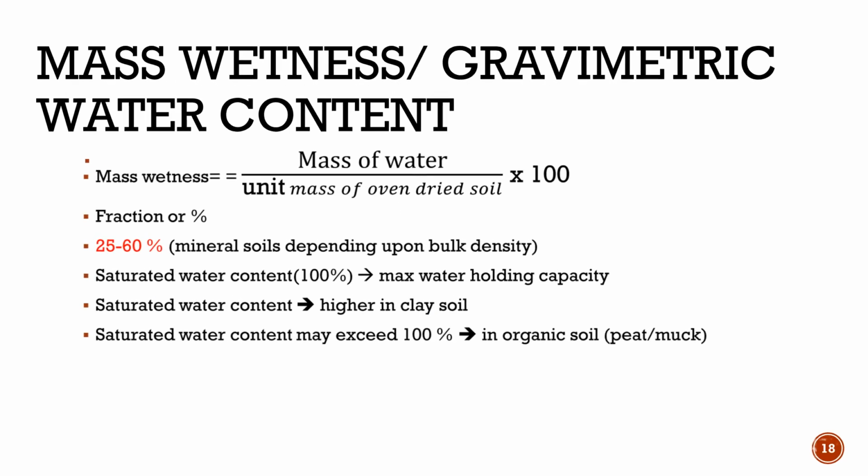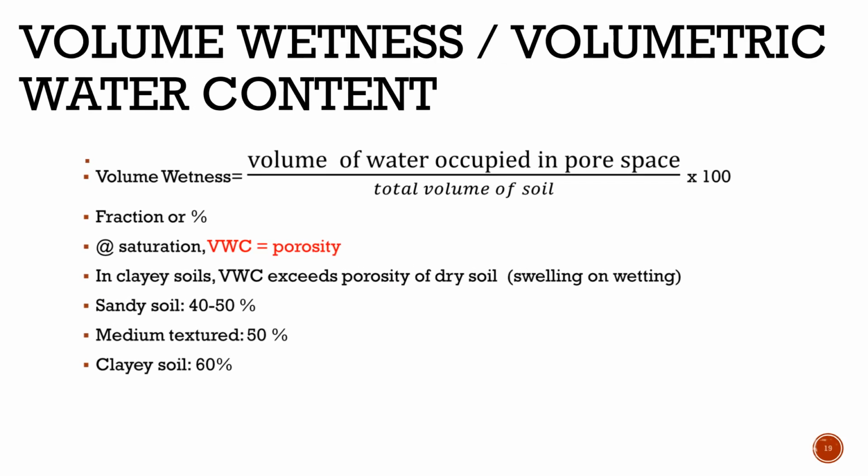Mass wetness, or gravimetric water content, is the mass of water per unit mass of oven-dried soil. For mineral soils, this typically ranges from 25% to 60%, depending on bulk density. Volume wetness, or volumetric water content, is the volume of water occupied in pore space per total volume of soil. At saturation, volumetric water content equals porosity.